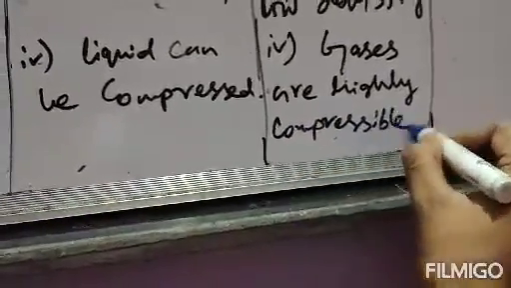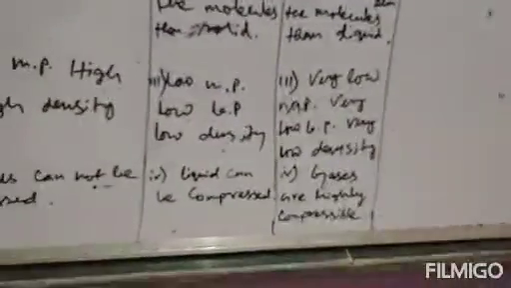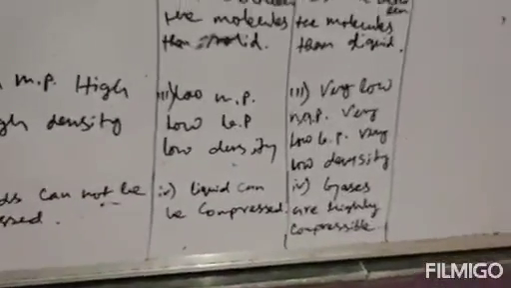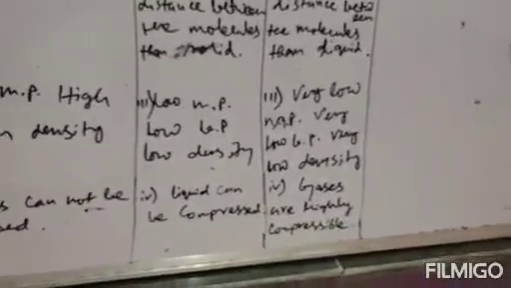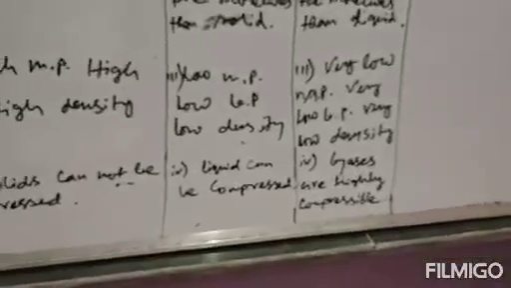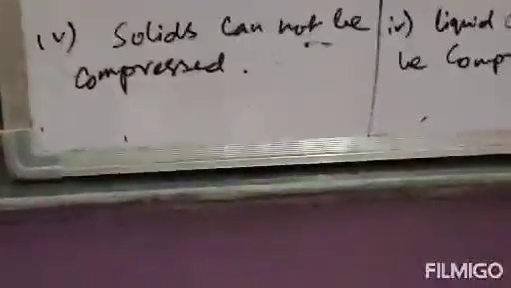Clear? Because the intermolecular distance is highest in case of gases, and the intermolecular force of attraction is very weak. They have very weak intermolecular force of attraction. That is, gases are highly compressible. Clear? Now, next property number 5.